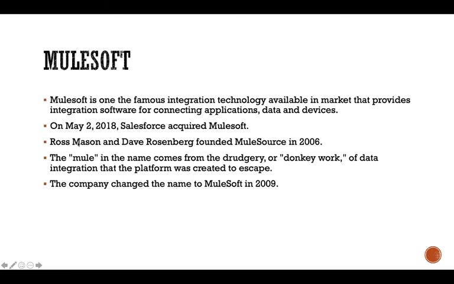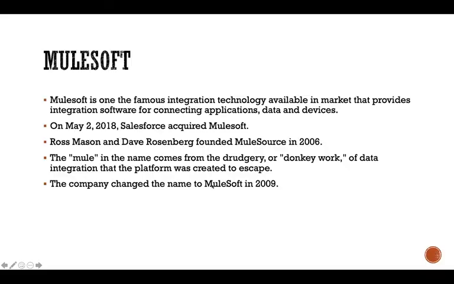Mulesoft was founded by Ross Mason and Dave in 2006. Initially they gave it the name MuleSource, but later in 2009 they changed the name from MuleSource to Mulesoft. The name Mule came from donkey work. Since they wanted to escape donkey work using this technology, they gave the name MuleSource, and later on they changed it to Mulesoft.